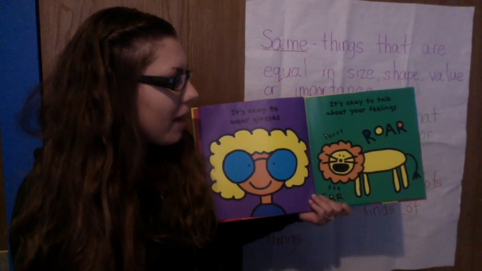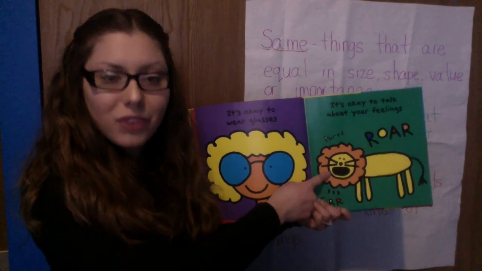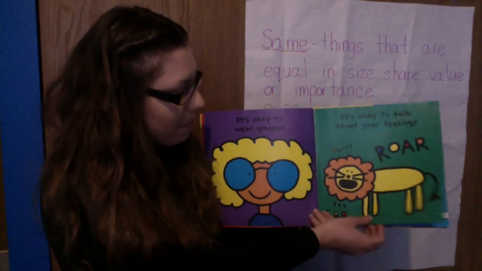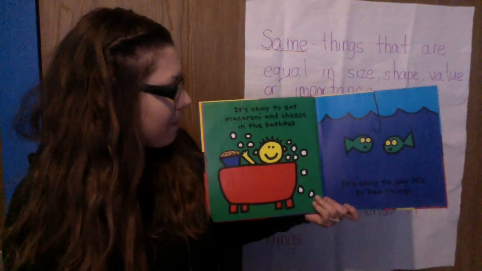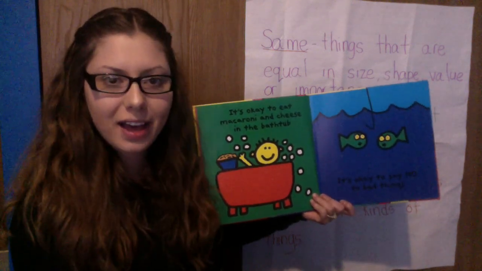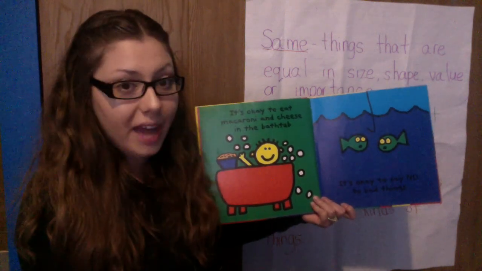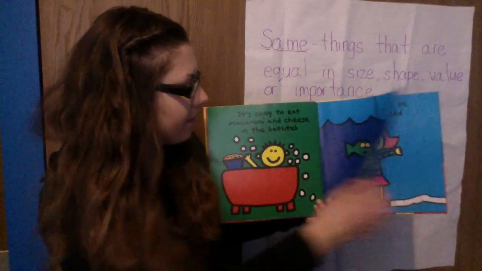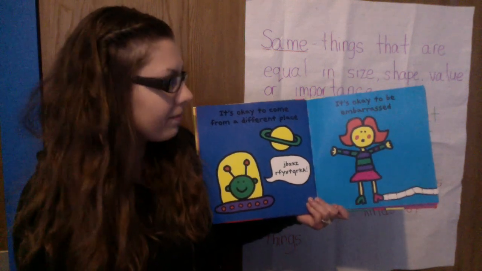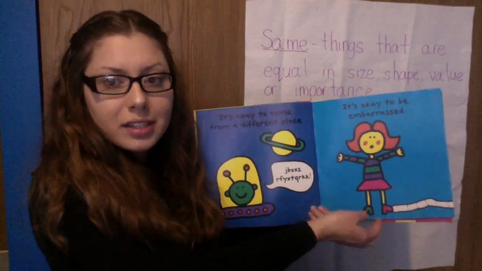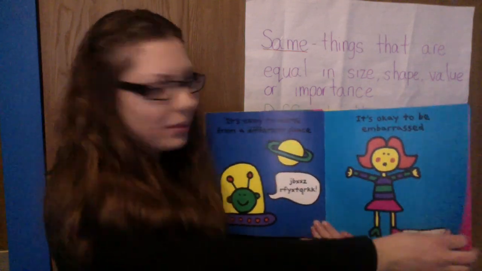It's okay to talk about your feelings. Can anybody tell me what animal this is? That's right, it's a lion. Great job. It's okay to eat macaroni and cheese in the bathtub. That's silly. It's okay to say no to bad things. It's okay to come from a different place. It's okay to be embarrassed. Can anybody show me their embarrassed face? Good job.